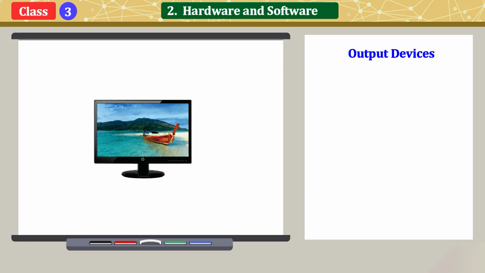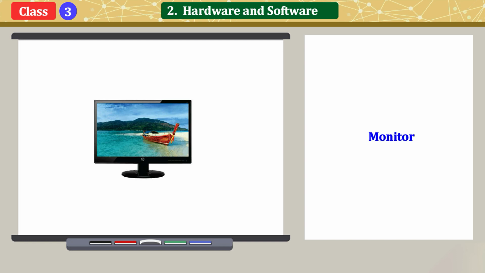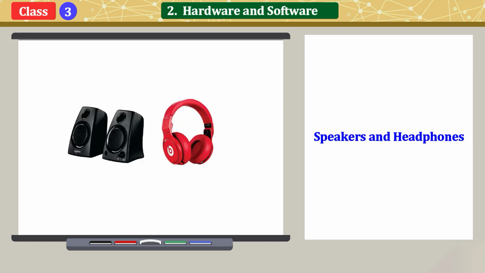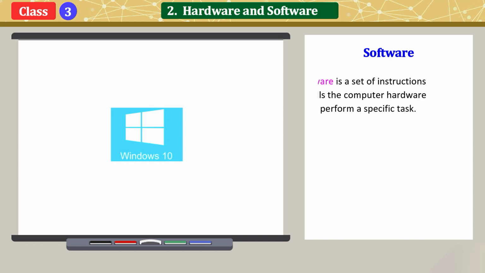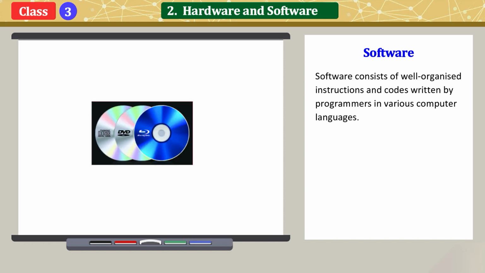Output devices. The devices that display the result of the processed information are called output devices. Monitor, printer, speakers and headphones. Software. A software is a set of instructions that tells the computer hardware how to perform a specific task. Software consists of well-organized instructions and codes written by programmers in various computer languages.